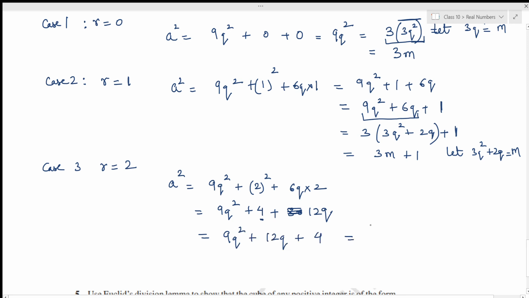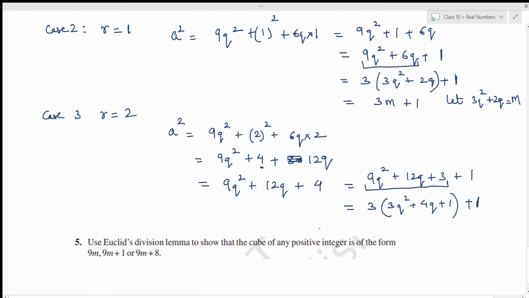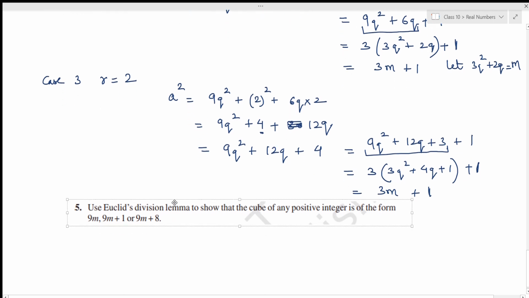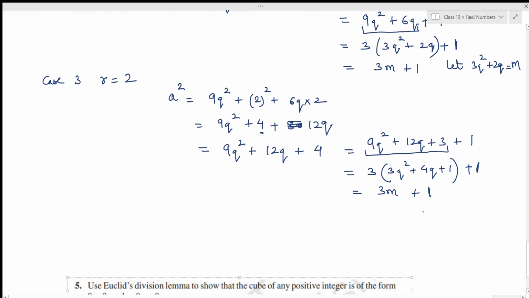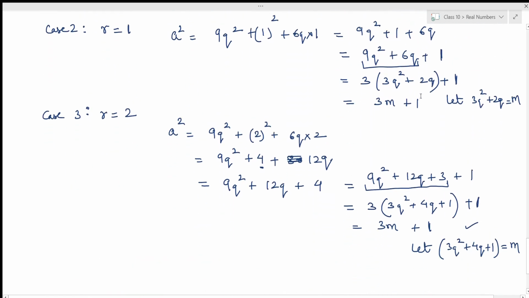First I took it backside. Then now 9q square plus 12q plus 3 plus 1. Now from this whole term, I can take again 3 common. So this will become 3(q square plus 4q plus 1) plus 1. Again, I can write this in the form of 3m plus 1. Now what have I assumed as m? I'll say that let 3q square plus 4q plus 1 be equal to m. Now I have done all the cases, and you see in all the cases I have got the form of 3m plus 1. One is also 3m plus 1, another is 3m.